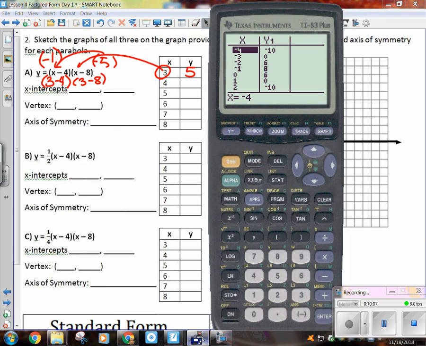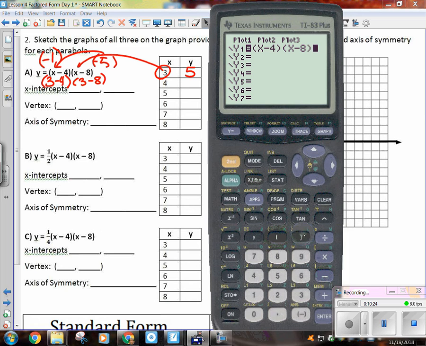Let's go ahead and grab the calculator. Let's type in that new equation. So I'm going to clear out my old. Parentheses, x subtract 4, close. Open the next. X subtract 8, and close. Does anybody know where my x-intercepts are going to be located already? Before I even put the points on there. What are going to be my x-intercepts?